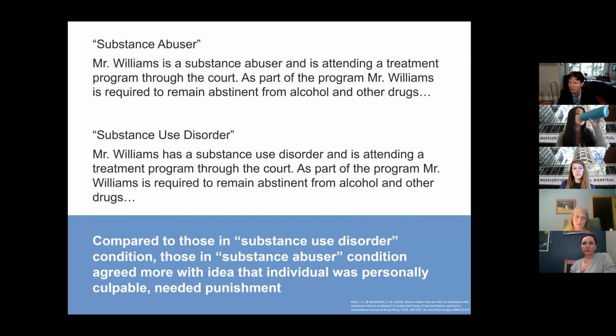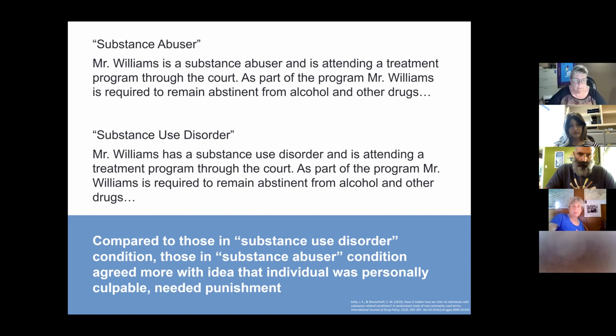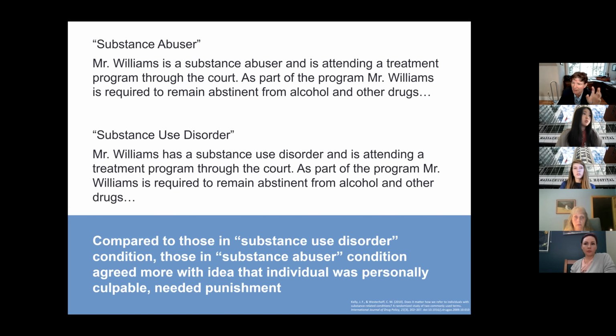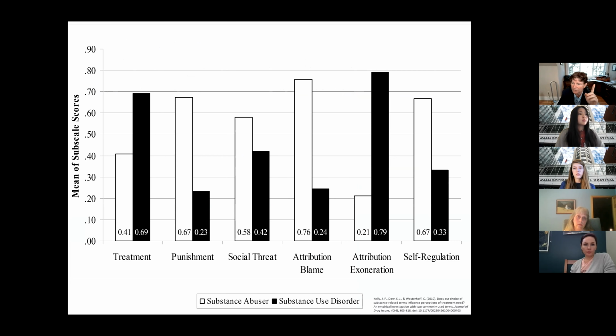We found that when the person was described as a substance abuser, those clinicians who were experts in mental health and addiction were susceptible to the same biases as the general public. They were more likely to view someone described as a substance abuser as more to blame, less in need of treatment, and more in need of punishment than the identical person described as having a substance use disorder. So it does matter.